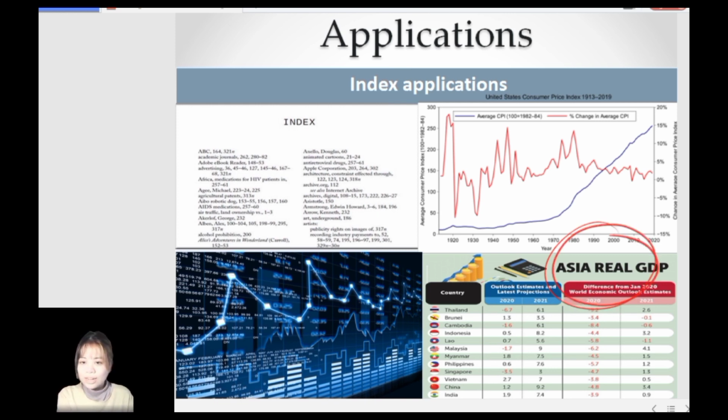Furthermore, an index can be used to describe the total monetary or market value of all the finished goods and services produced within a country's borders in a specific time period. We call this gross domestic product, which stands for GDP. And let's move to the compound interest applications.